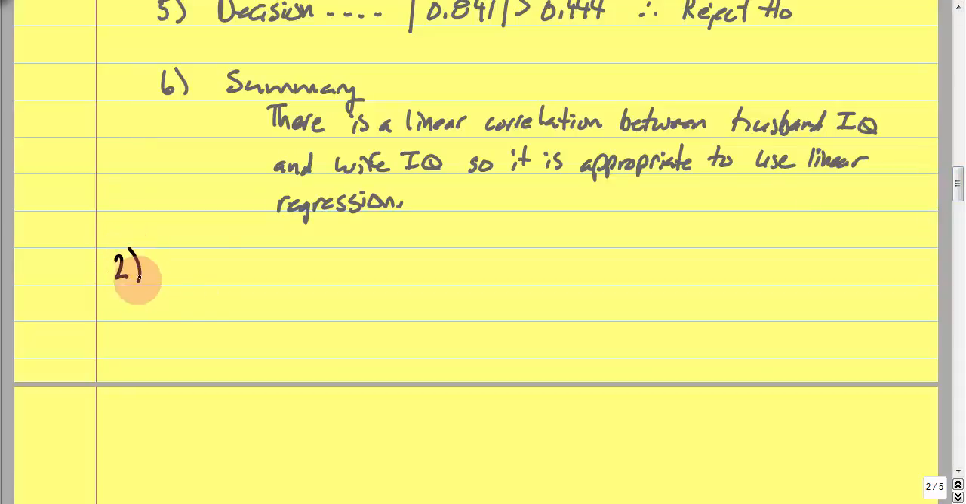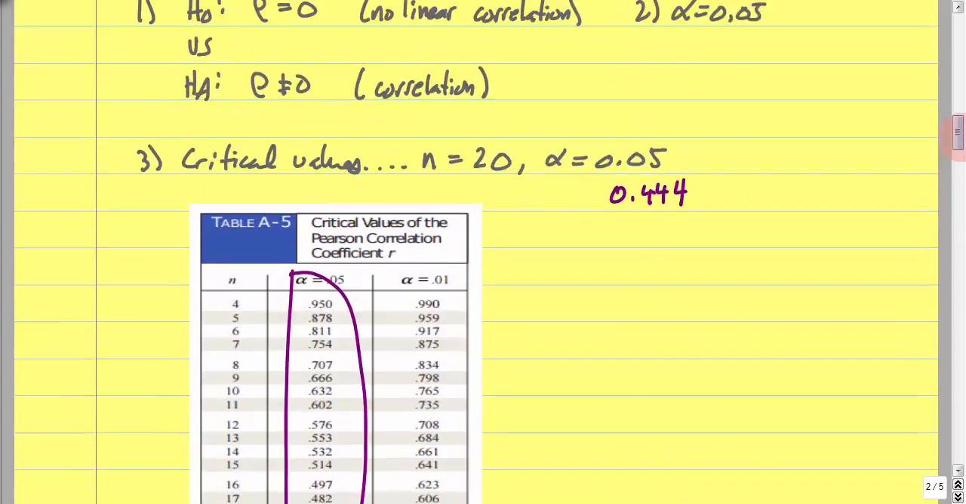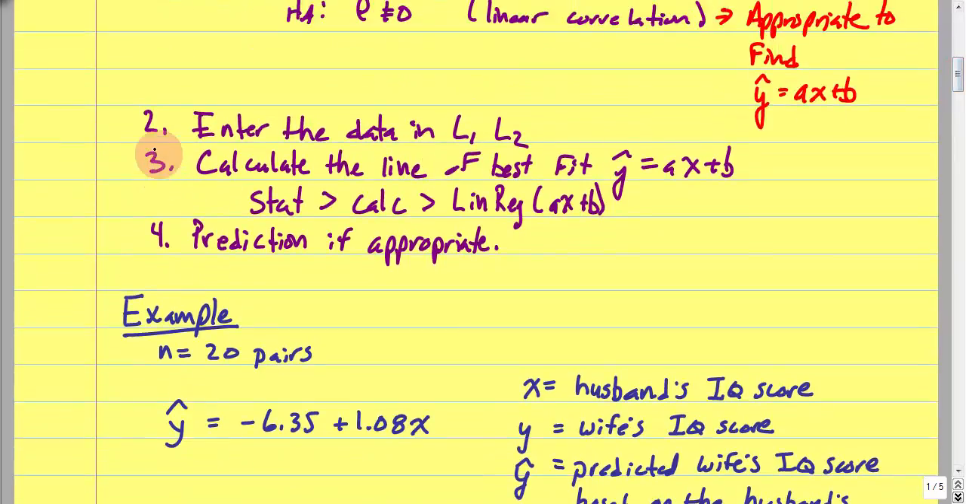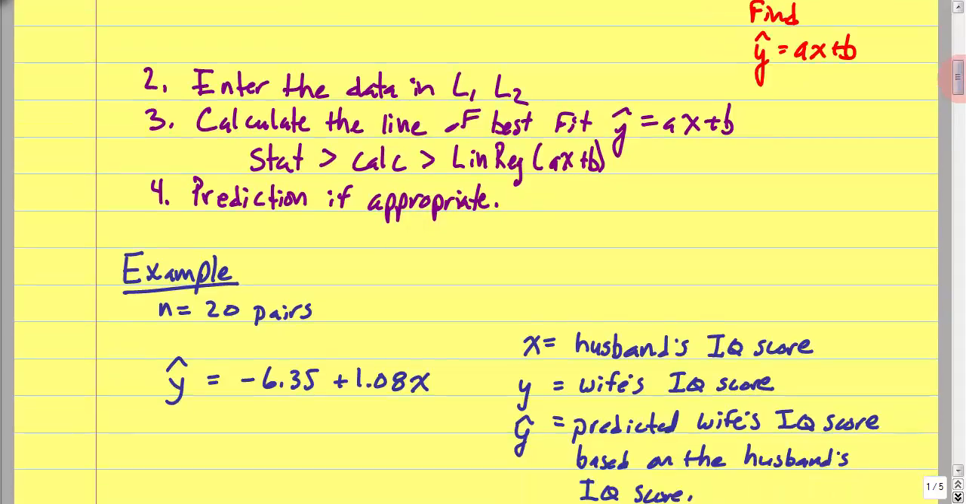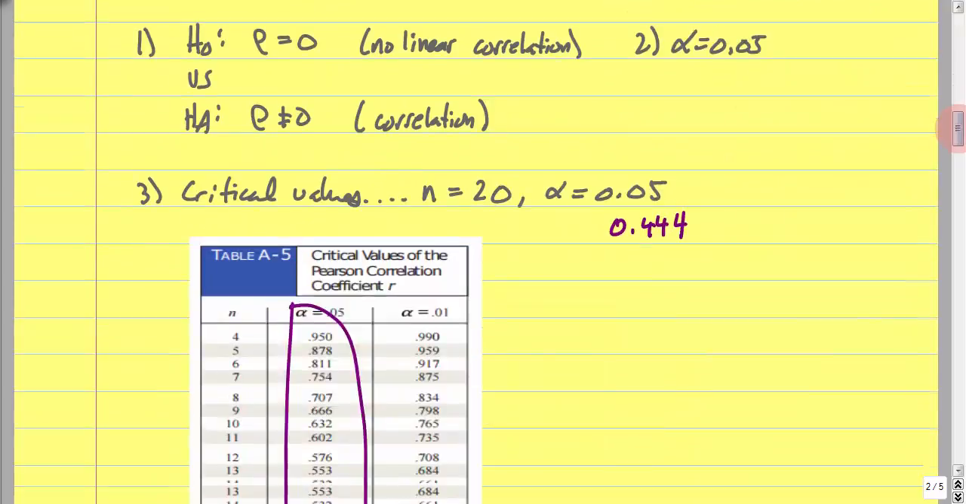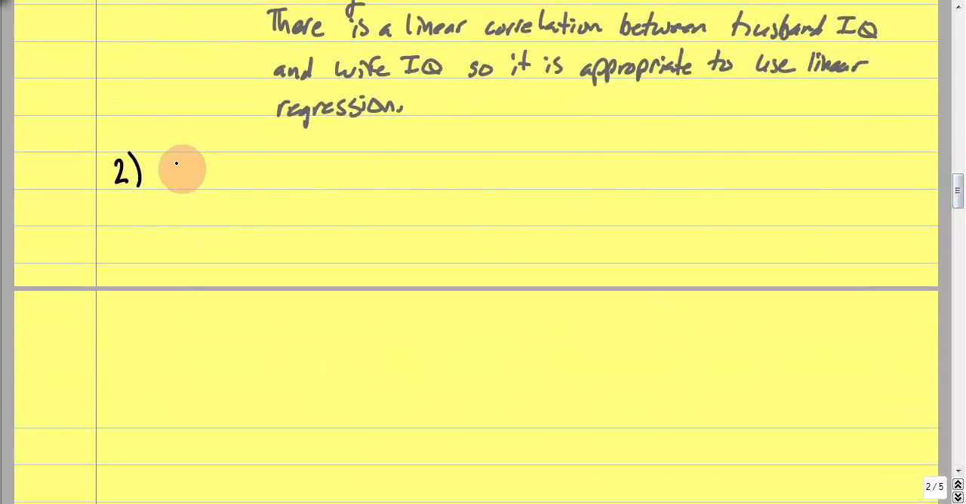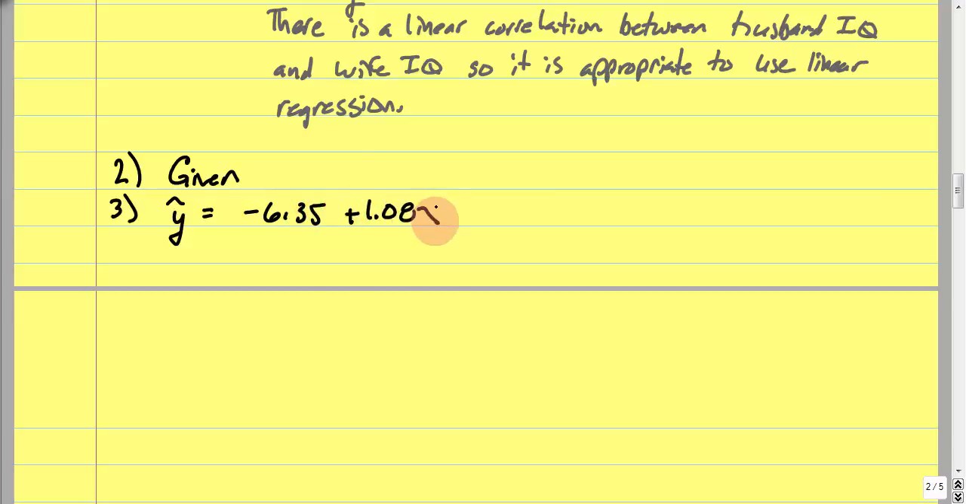Second, and again I'm going back up to these steps up here. Second, enter the data. Well, we've already done that in this case, and they've already given us our line of best fit. And then we need to use a prediction if appropriate. So step 2 is done. Step 3 they gave us, that y hat is equal to negative 6.35 plus 1.08x. And then our next step 4 would be using prediction.